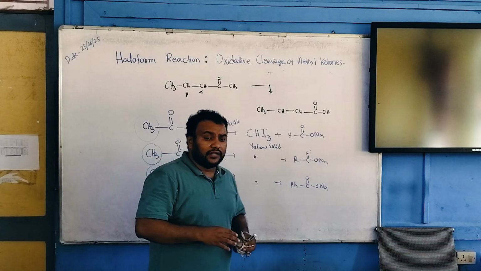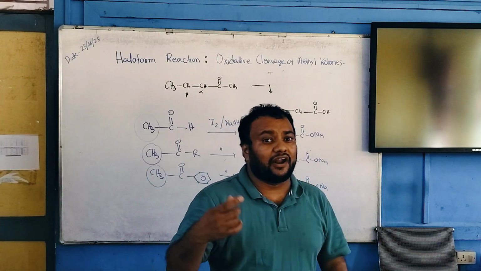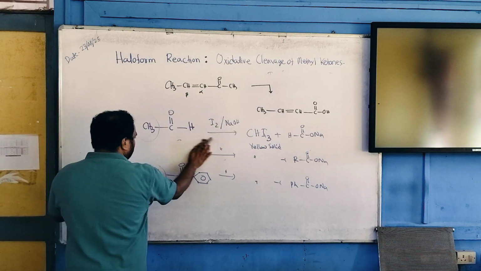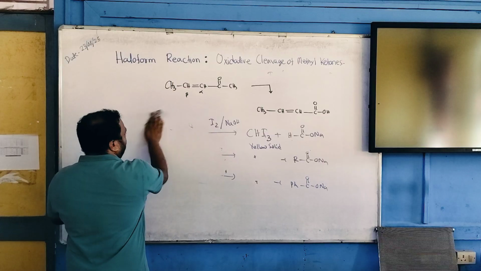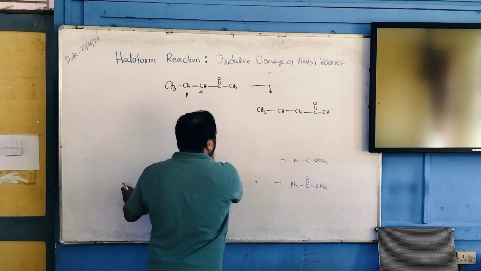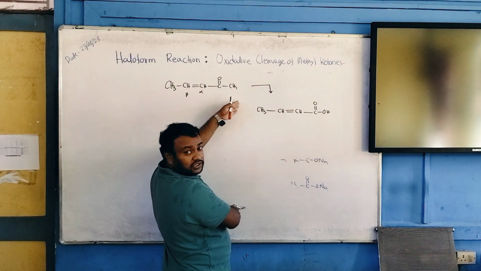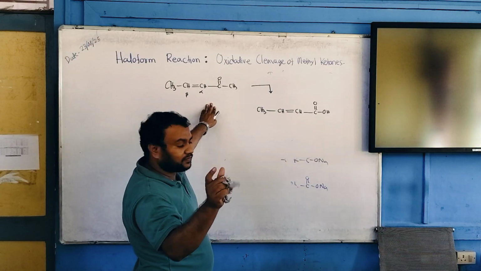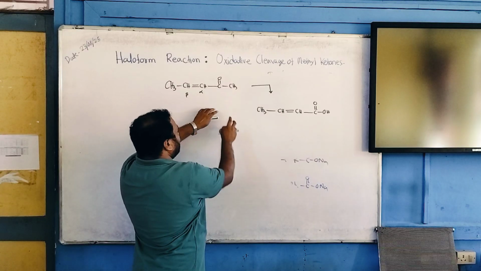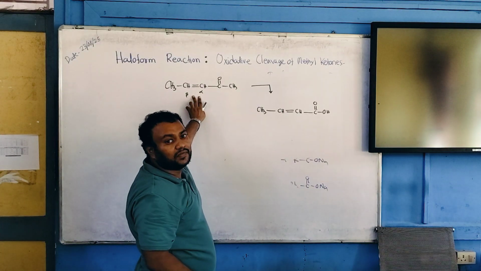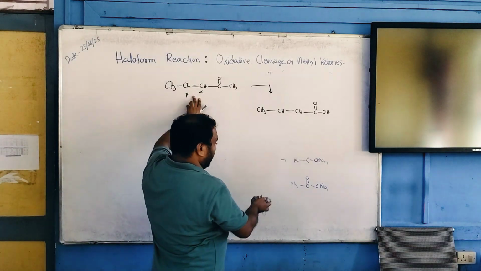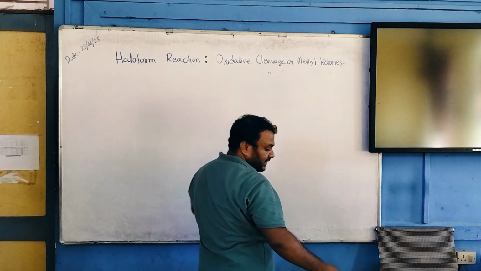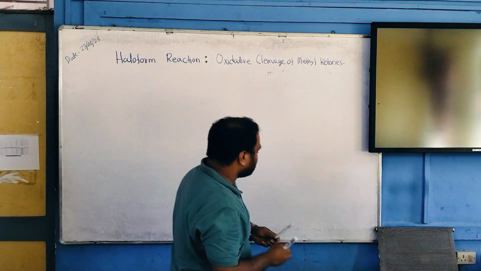First, I will tell you the mechanism, then I will discuss the usefulness of such reaction. So the answer to this question is nothing but haloform reaction. Haloform reaction is specific for this methyl ketone, no? So it will not hamper this double bond. That is how useful this reaction is. Now, if I want to discuss the mechanism, what will be the mechanism?